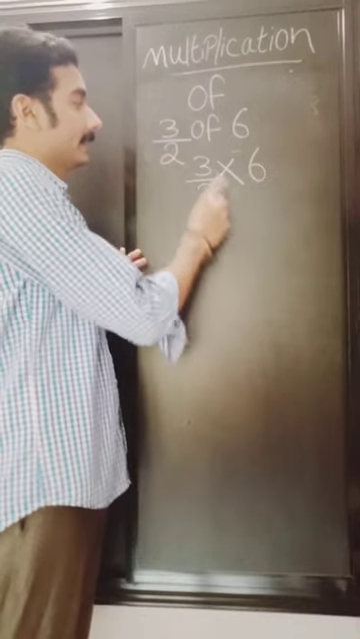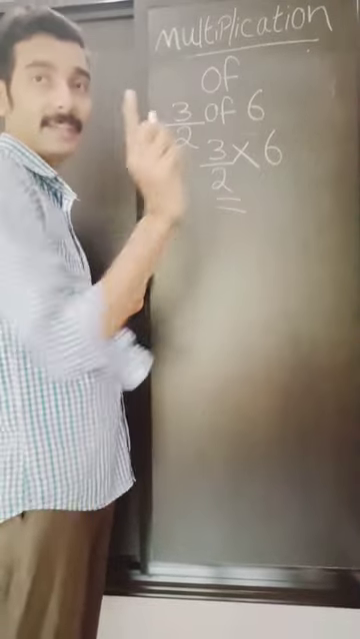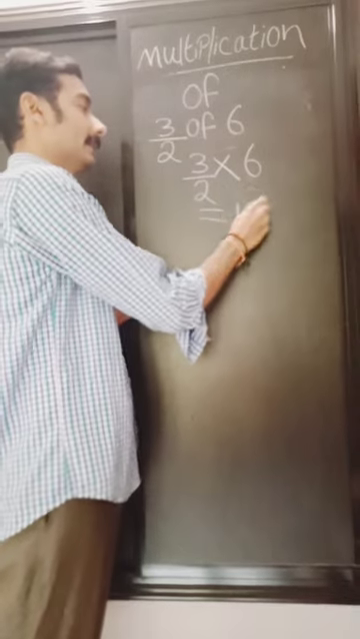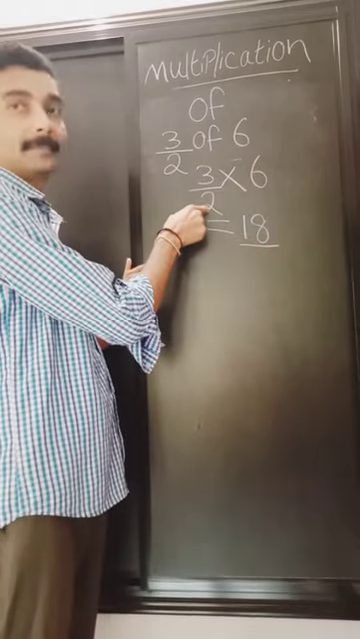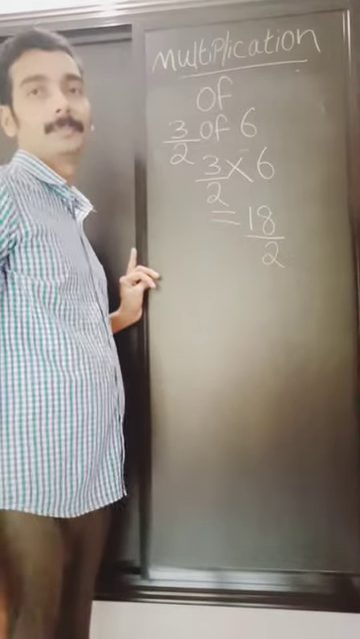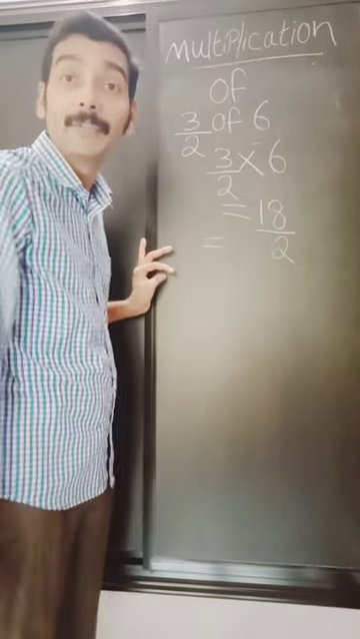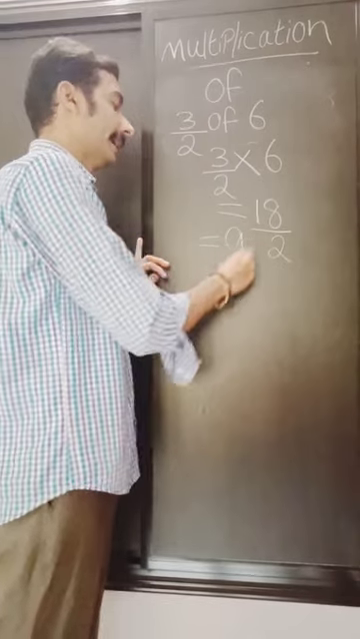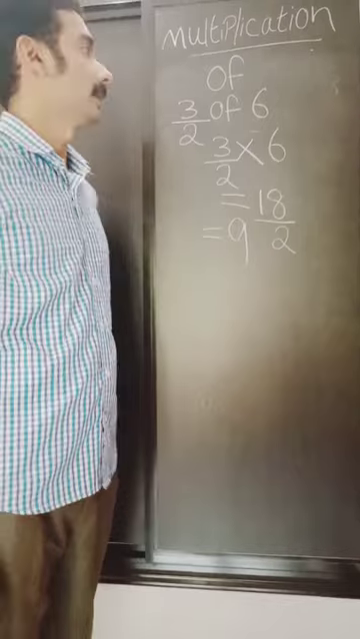Then the result is 6 means 6 by 1. Both are same. First we multiply 3 into 6, 18 by 2 into 1. That is 2. 18 divided 2. What is 18 divided 2? 9. 9 is the result. Clear? Okay.